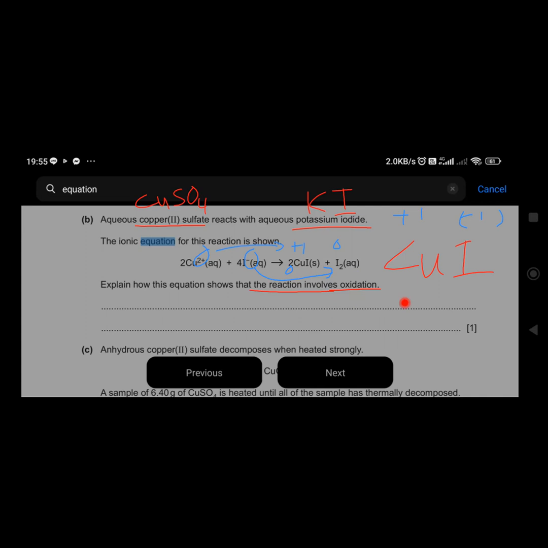What's the statement? Is it OIL RIG? Oil or rig? This is oxidation, sorry, so OIL actually. Oxidation means loss of electrons. Look at this iodide. Iodide minus ions lose, one iodide ion loses 1 electron.